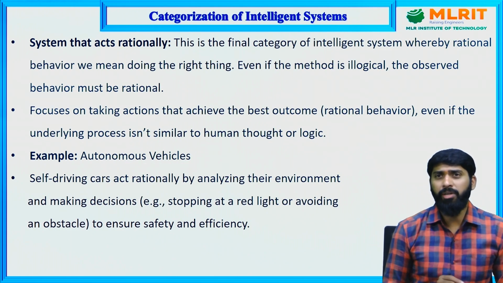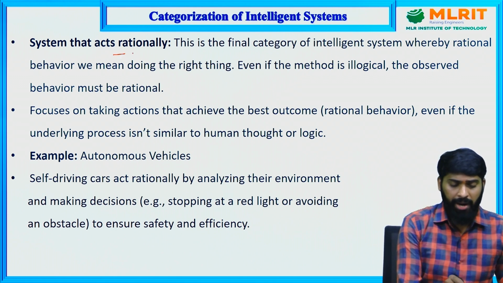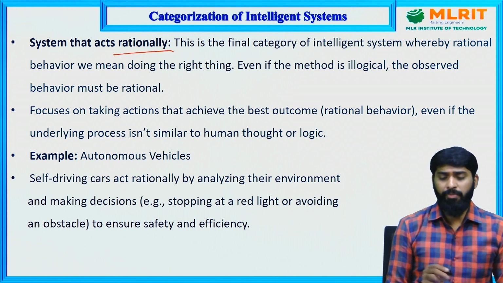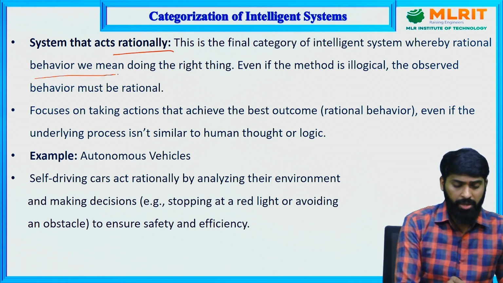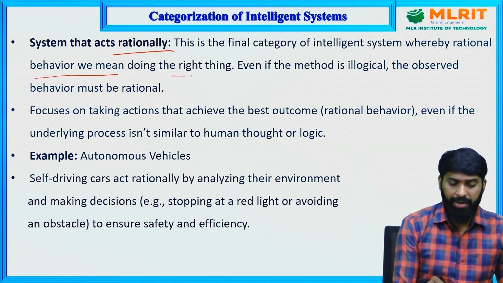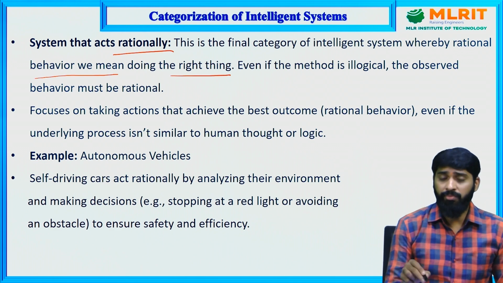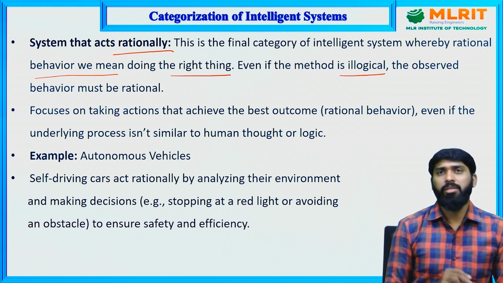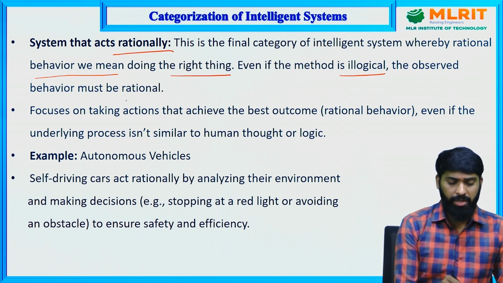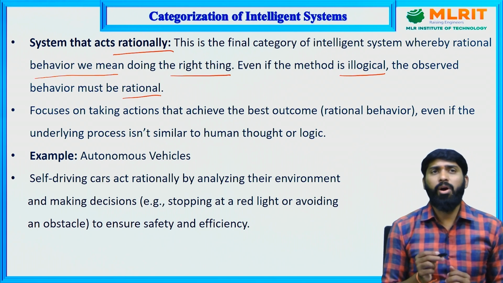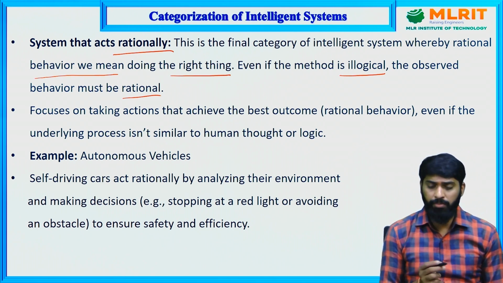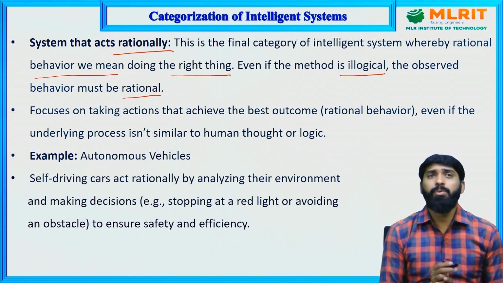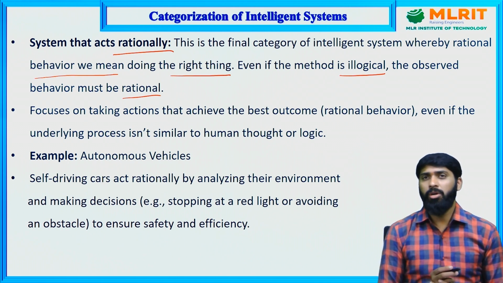The fourth type of intelligent system is a system that acts rationally. So this is the final category of intelligent systems, whereby rational behavior means doing the right thing even if the model is illogical. The observed behavior must be rational. So this focuses on taking actions that achieve the best outcome, even if the underlying process is not similar to human thought or logic.